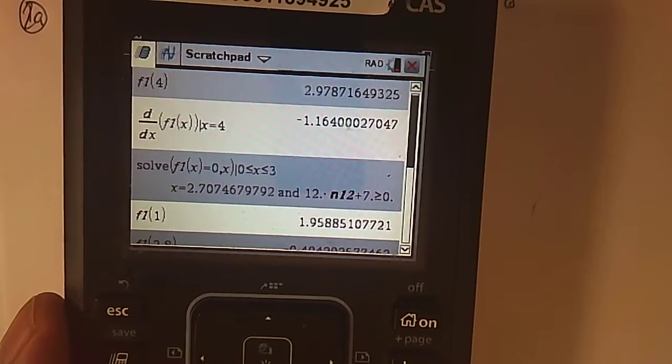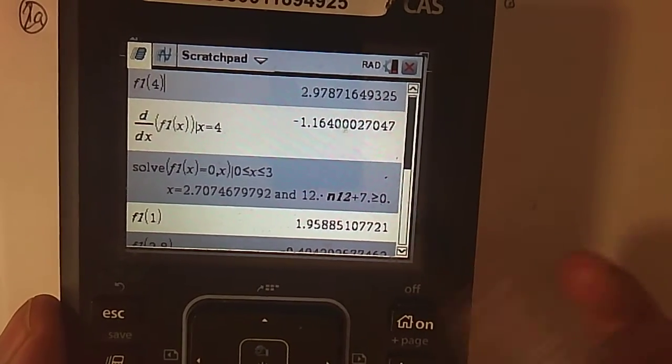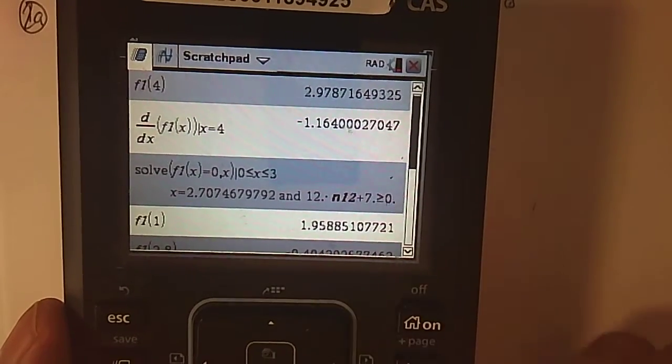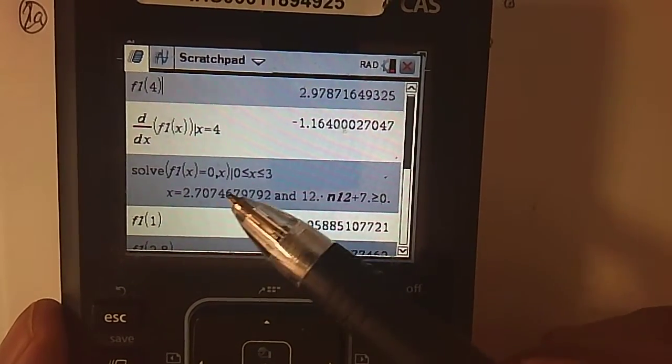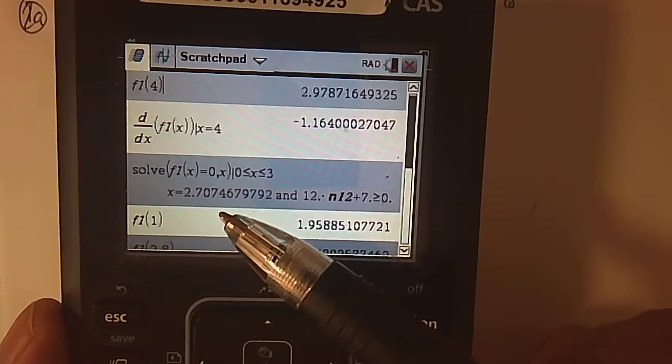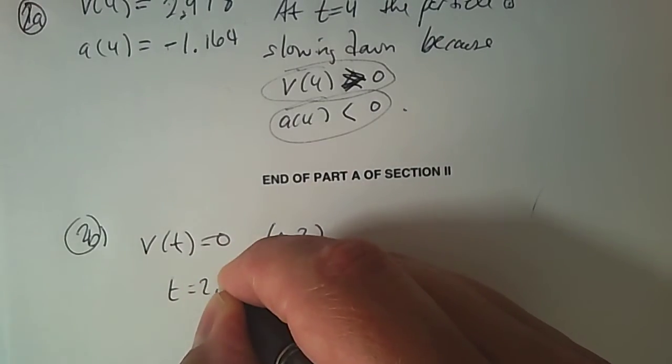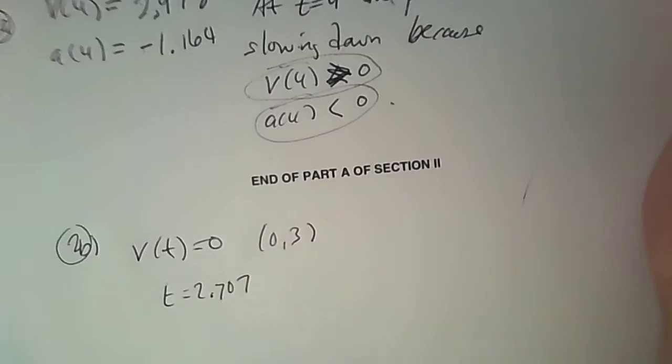Because it is trigonometric, it's periodic, so there are multiple answers here. But I just want the answer between 0 and 3, and then Control Enter. And then what did I notice? At what time is the particle at rest? And the answer is 2.707. So at that time, the particle's at rest.